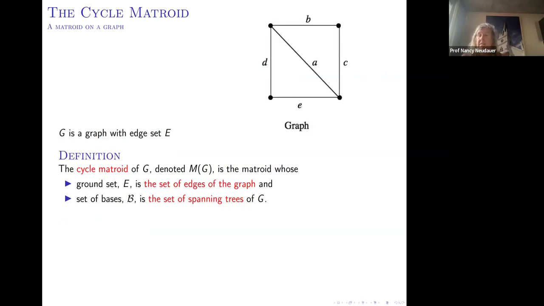So let's try again, since this is also practice along with learning about matroids. Here we have another graph, and this is the graph I showed you in the four pictures by Gordon and McNulty. So we have the same thing. The ground set is going to be the edges of the graph, and the bases are the set of spanning trees.